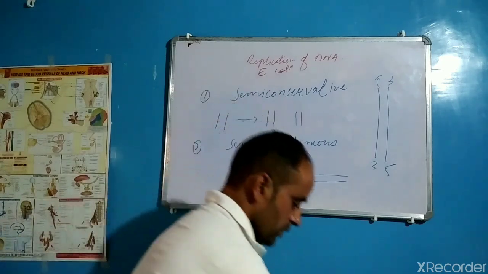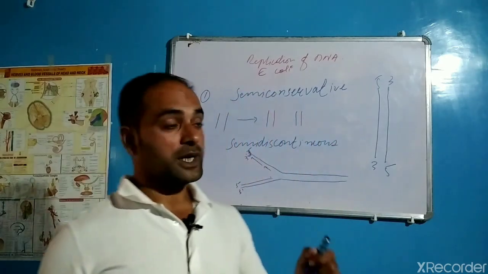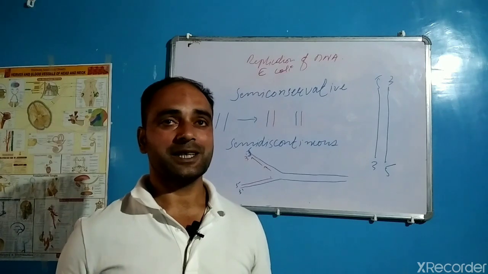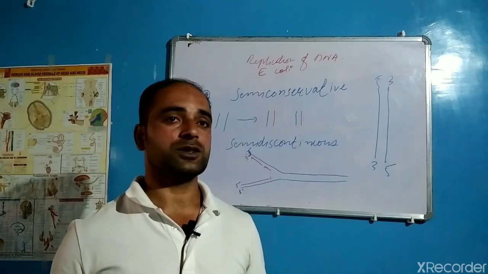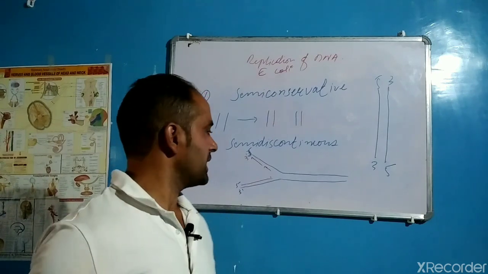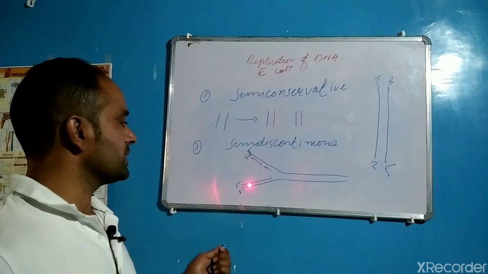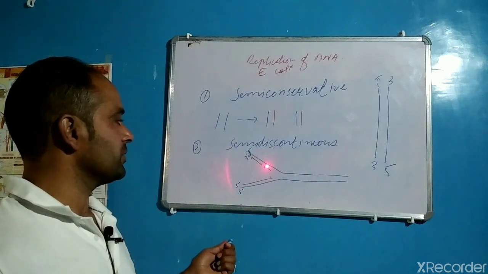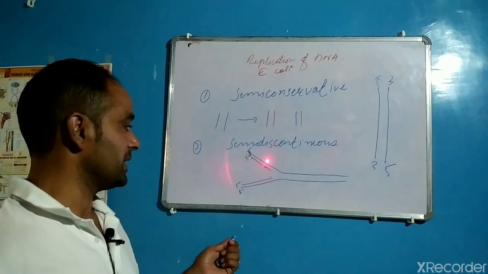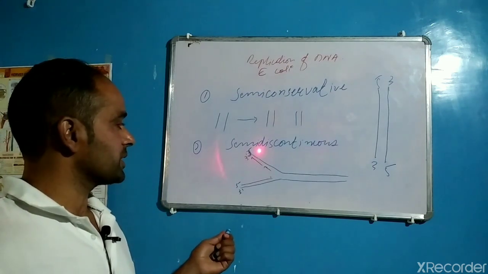So DNA polymerase always polymerizes the reaction in the 5 to 3 direction. So the strand which is continuously synthesized is known as the leading strand, and the other, which is synthesized in fragments, is known as the lagging strand. So it is a semi-discontinuous process.